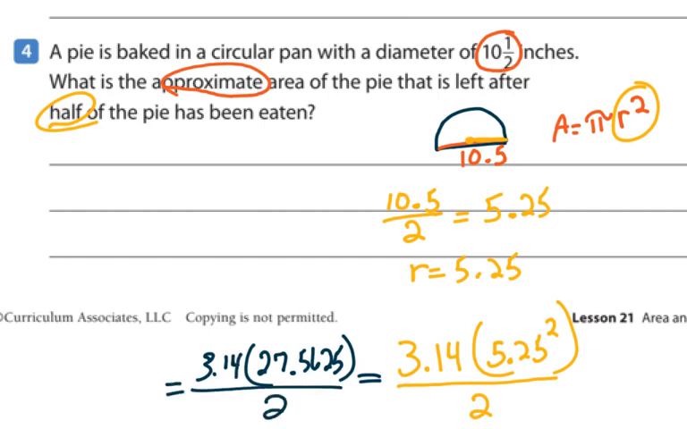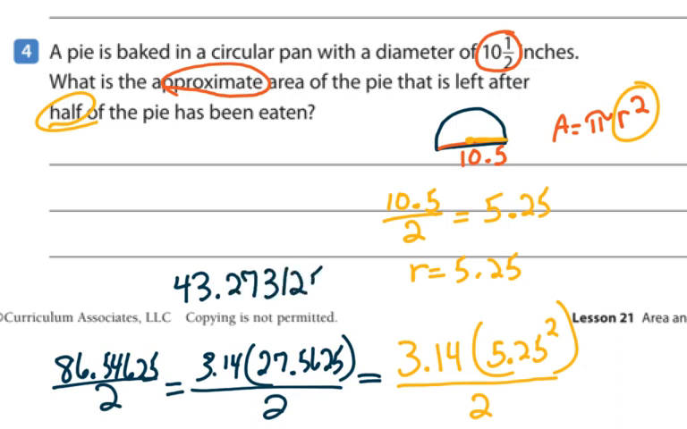and then I need to multiply that by 3.14. That gives me 86.54625, and then I need to divide that by 2, and I get the final answer of 43.273125. Since it says approximate, I would write 43 as my answer. So the area that was left would be 43 inches squared. You would always want to put square inches or inches squared.